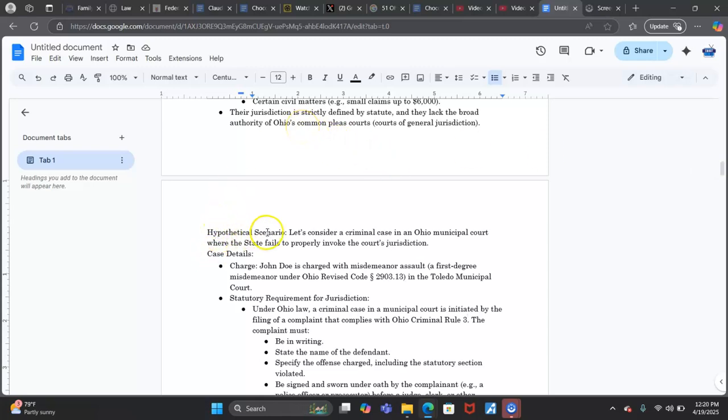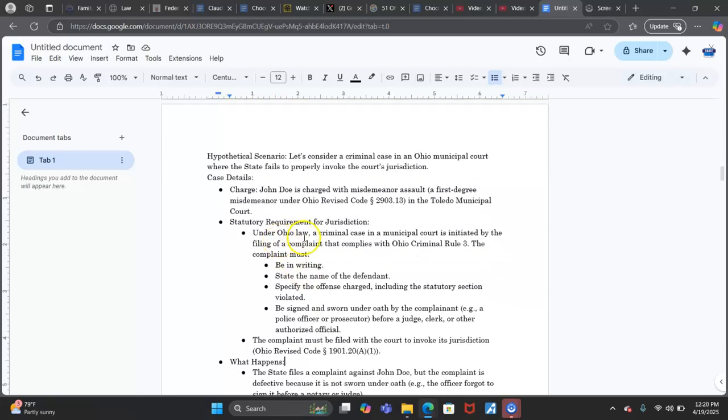Anyway, hypothetical scenario. Let's consider a criminal case in an Ohio municipal court where the state fails to properly invoke the court's jurisdiction. Case details. Charge: John Doe is charged with misdemeanor assault, a first-degree misdemeanor in Ohio, in a Toledo municipal court. Statutory requirements for jurisdiction.